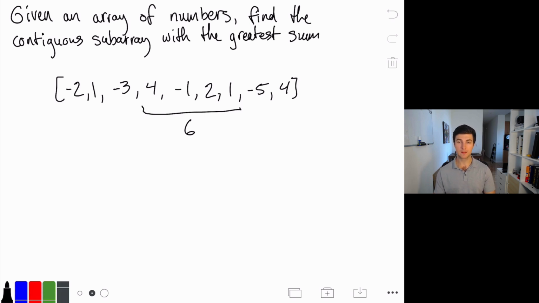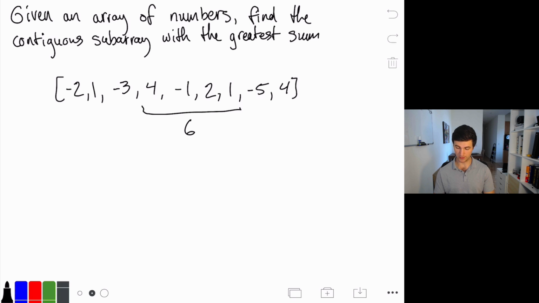Let's start by defining what our function is going to look like. It is important to properly define the function, because it would be really easy to think we actually want to return this subarray. But that's not what the question is asking. The question is actually just asking us to return this number here.